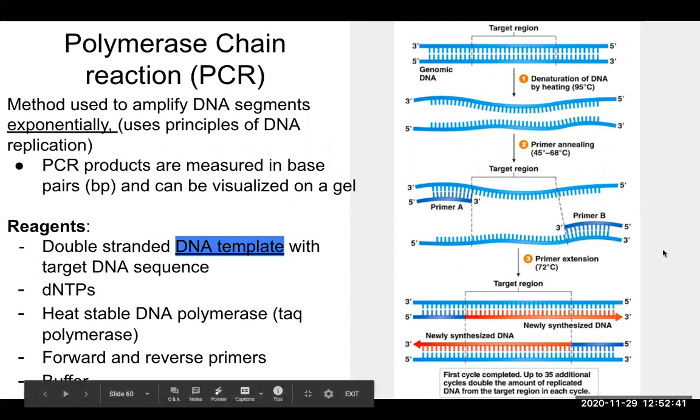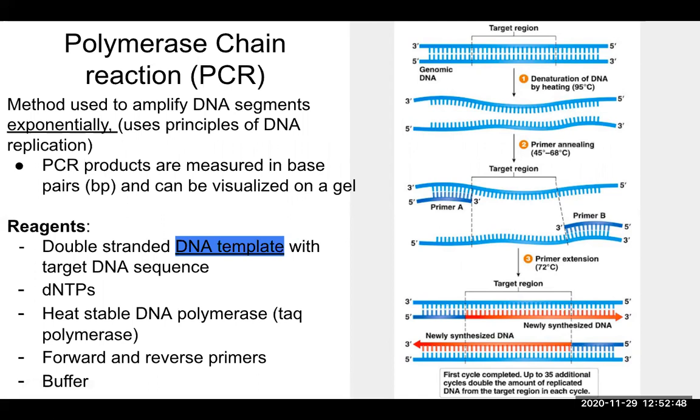Okay, cool. So I'm going to be going over PCR, also known as polymerase chain reaction, which is a really common method used in biomedical labs. And I think Dr. Holjek mentioned that it's also used in forensics to identify suspects and things like that. So it's basically just a method that's used to amplify DNA segments exponentially. So remember that. And it uses the principles of DNA replication by using these different reagents.